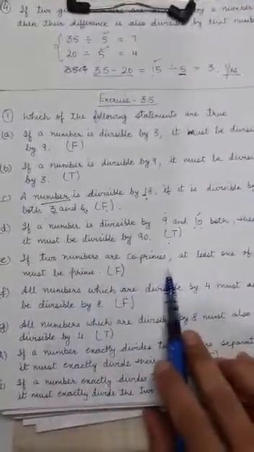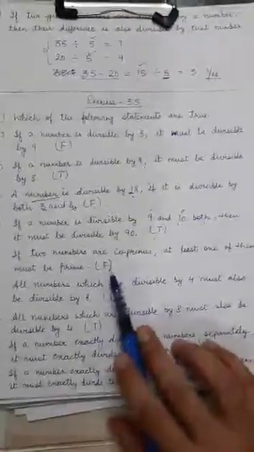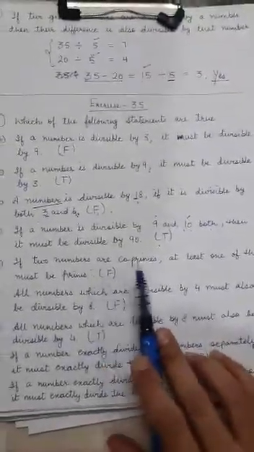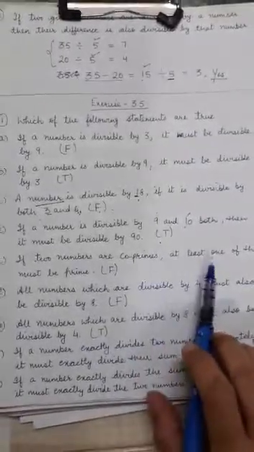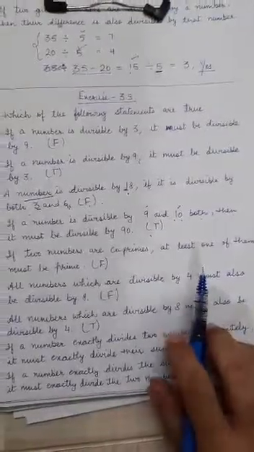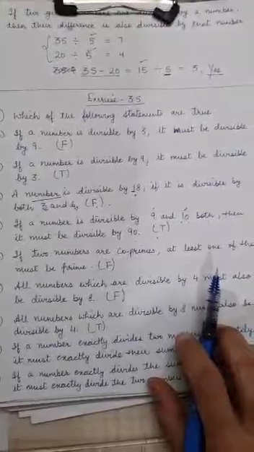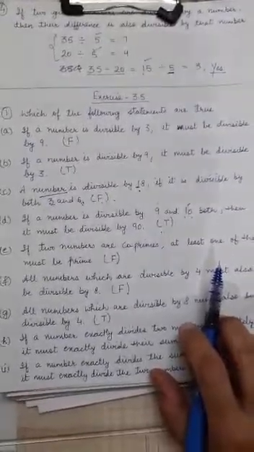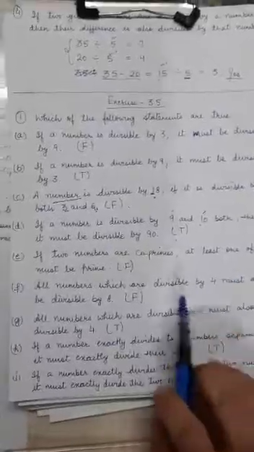If two numbers are co-primes, at least one of them must be prime. No, this is false. If there is a pair of two co-prime numbers, it says that one number must be prime. No. Like 8 and 9, neither 8 is prime nor 9 is prime, but both are a pair of co-primes. So this is false.